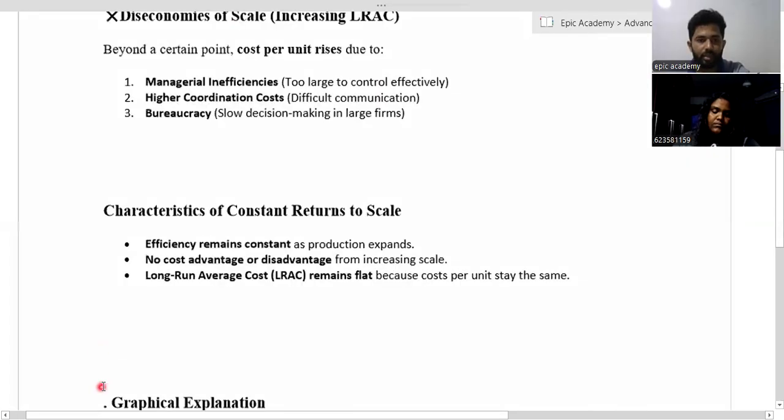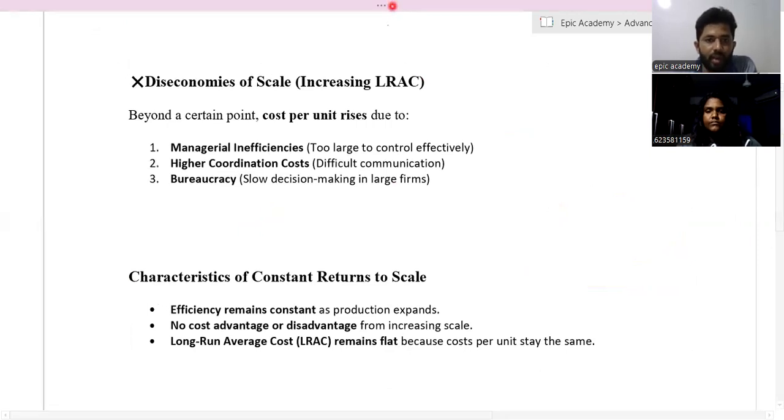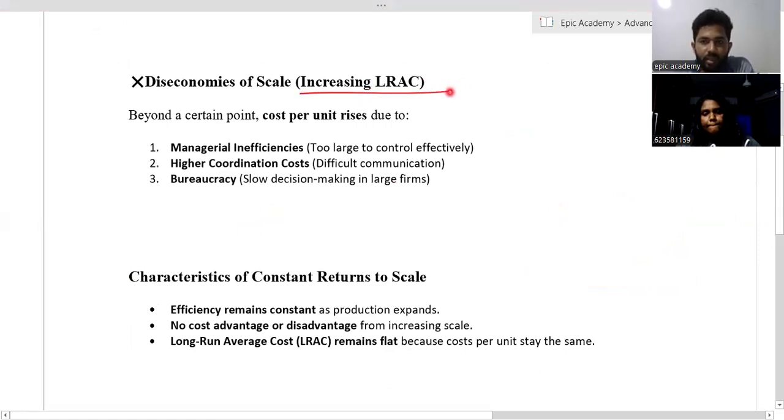This is diseconomies of scale, the opposite side of economies of scale. So then what happens at that point? Long-run average cost increases. That means the cost per unit is rising. This is not a favorable situation. Beyond a certain point, if you produce goods and services more and more, then what happens? The cost per unit can be increased. Don't worry about the beyond-the-point; I will discuss what it means.